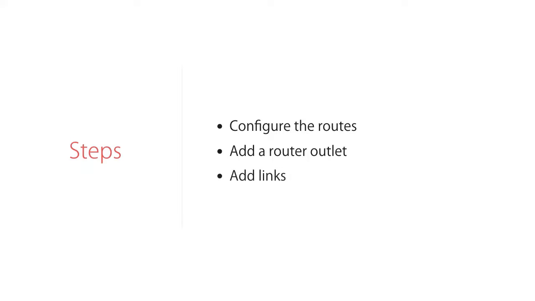Now, there are 3 steps to implement navigation. First, we need to configure the routes in our application. Each route determines what component should be visible when the user navigates to a certain URL. So a route is the mapping of a path to a component. Second, we need to add a router outlet. And that is where we display the corresponding component when a given route becomes active. And finally, we need to add links. Over the next few lectures, we're going to explore each of these steps in detail.